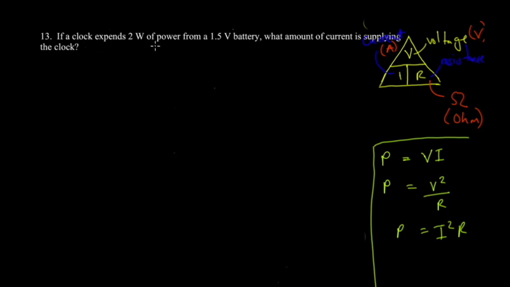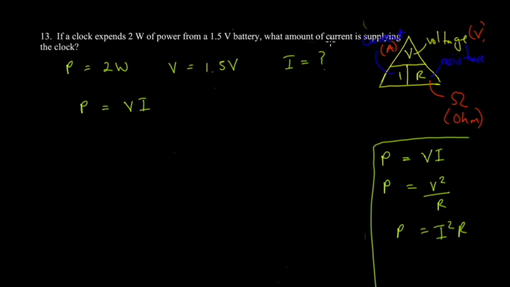So if a clock expends 2 watts of power, this one is interesting, from a 1.5 volt battery, what amount of current is supplying the clock? Okay, so you have power equal to 2 watts. You have voltage equal to 1.5 volts, and you want the current. Okay, so you're told essentially here you have P, V, and I, and you just have to use the expression for power that connects these 3 elements. Okay, so the power, voltage, and current. So it's this one here.